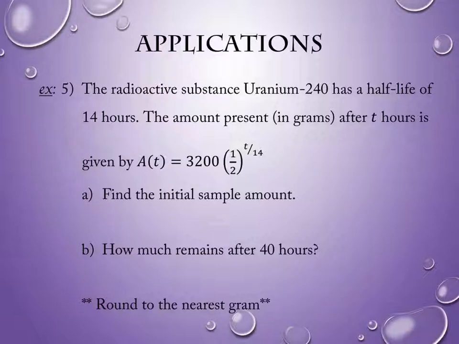So we have the radioactive substance uranium-240. It has a half-life of 14 hours. The amount present in grams of this substance after T hours is given by the equation A of T equals 3,200 times 1/2 raised to the T over 14. And you see the over 14 is coming from that 14 hours. I'm not making you create that. They're giving you that, but that's where it's coming from. So jot that down.